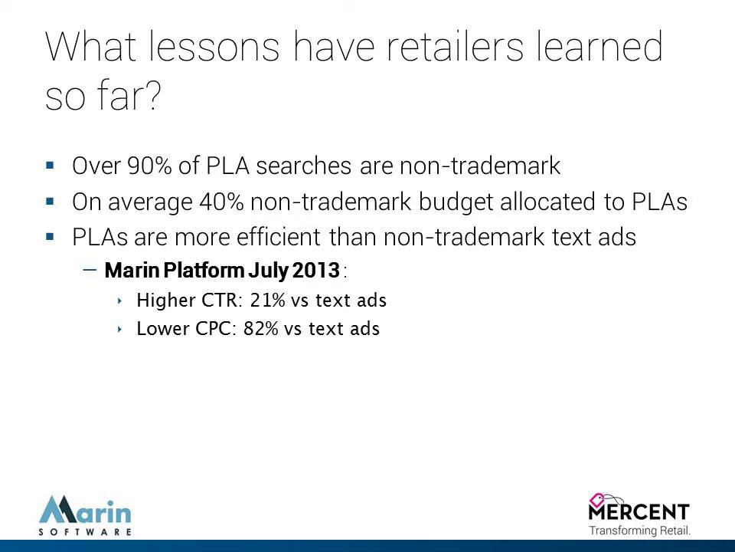Now, Kai, I know you have some interesting data here as well, represented across the entire Marin platform over the past few months. Yeah, so just to touch on some of the data points that I covered earlier in the trends, to revisit that win-win situation for retailers. In July of this year, heading into the holiday season, click-through rates were 21% higher versus your standard text ad, and CPCs were 82% lower than standard text ads.